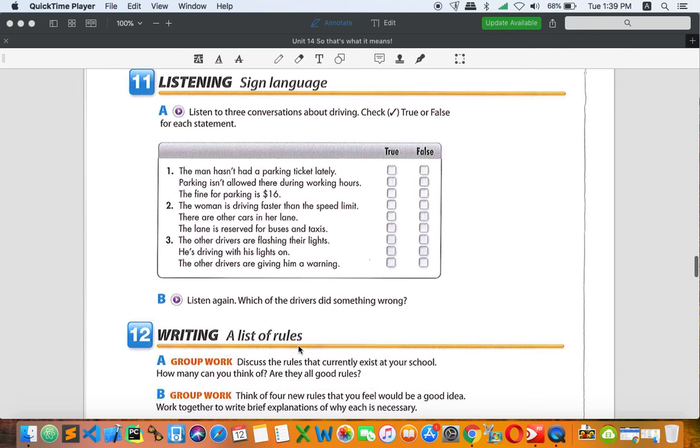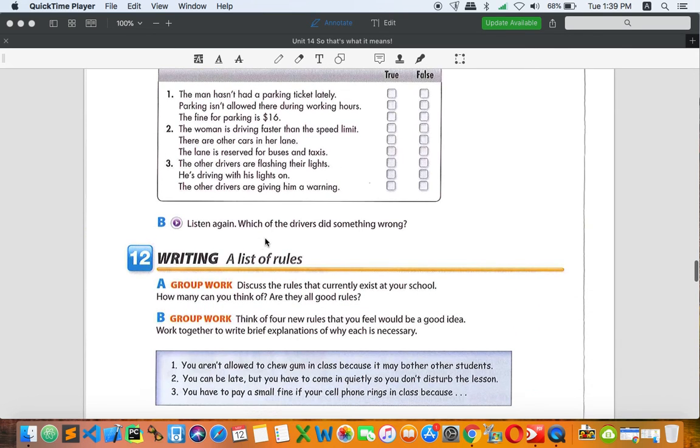And in part B, everybody, listen again. Which of the drivers did something wrong? So you need to find out about the problems that each driver did wrong. Okay, for example, the first driver probably parked in the wrong place at the wrong time. So you just listen and find out exactly what it means.